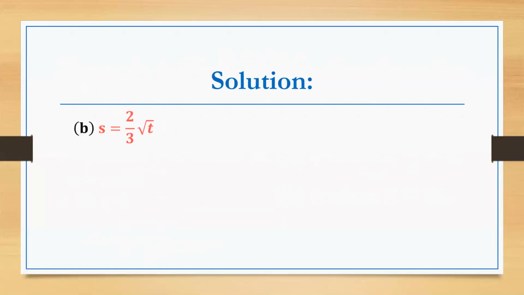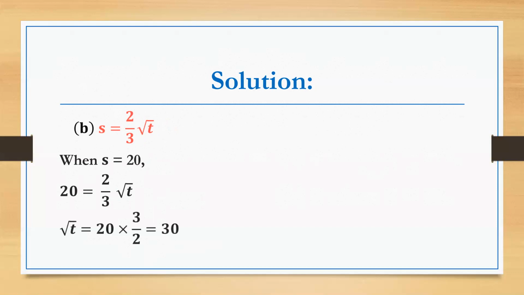The second part now, I need to find t when s equal to 20. So again, I use the equation s equal to 2/3 square root t. I get 20 equal to 2/3 square root of t. So square root of t will be 20 times the reciprocal, that is 3 over 2, which gives me 30. Now to find t, I need to square on both sides. So t equal to 30 squared, which is 900.